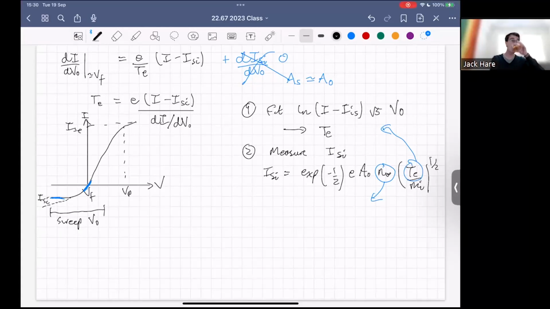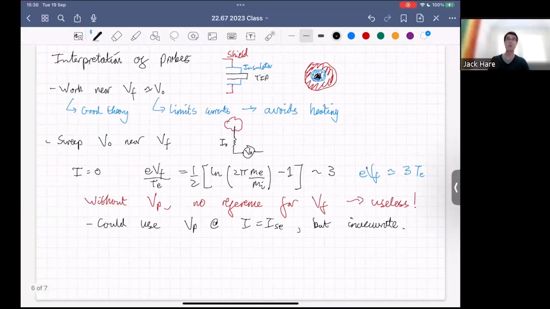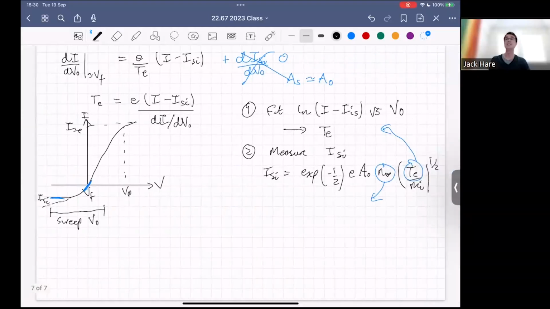Nigel, I see your hand. So in the practice of actually doing this, besides just sweeping the ion saturation current regime and near the floating potential, you also need to then sweep positive enough to figure out what the plasma potential is. Is that correct? Oh no, sorry. With the previous technique we were talking about, if you just want the temperature, then you would have to get the plasma potential. The beauty of this technique is you don't have to go anywhere close to the plasma potential. You just need the slope at this point, so you need dI/dV0 at V0 equals VF. To determine that slope, you just need to sweep far enough that you can fit a straight line and you're happy with that.